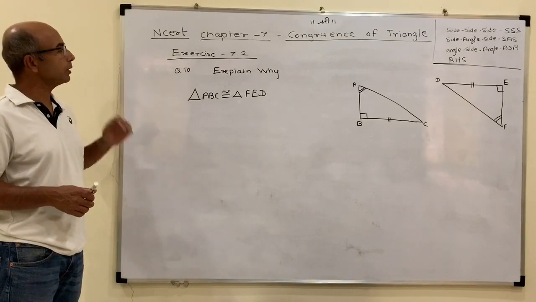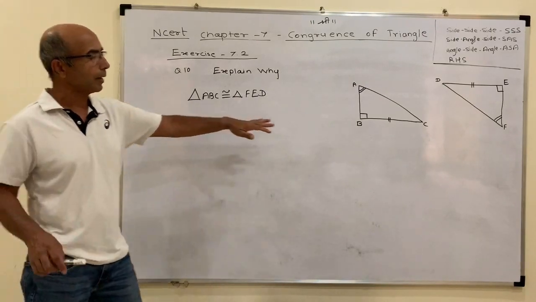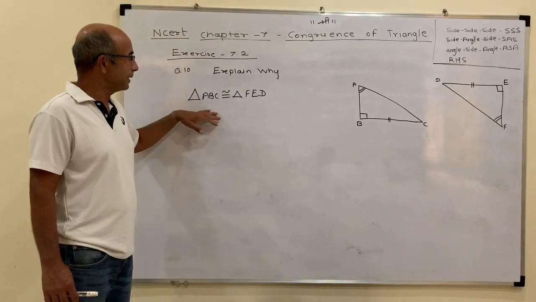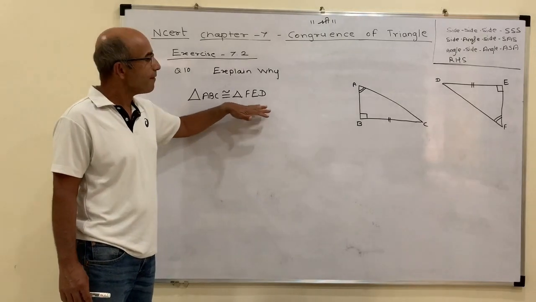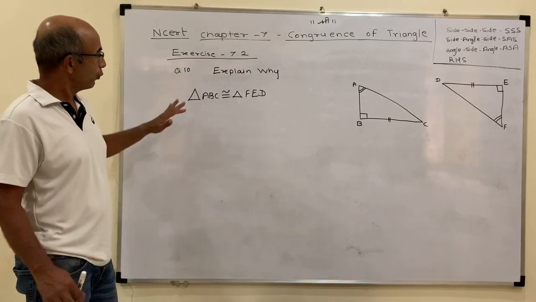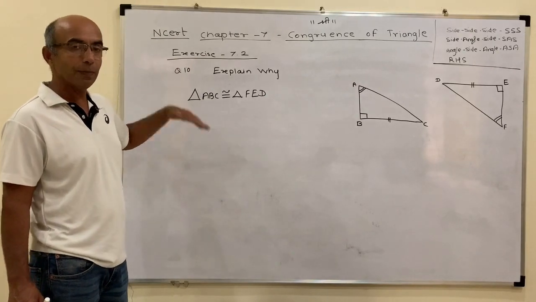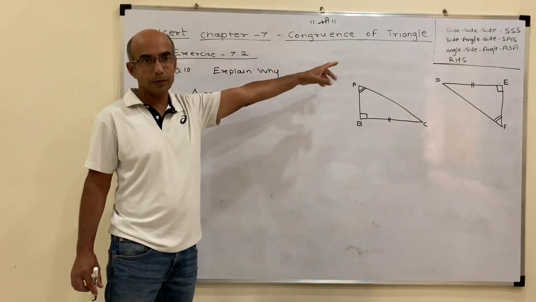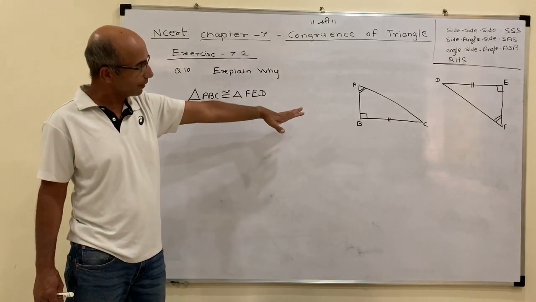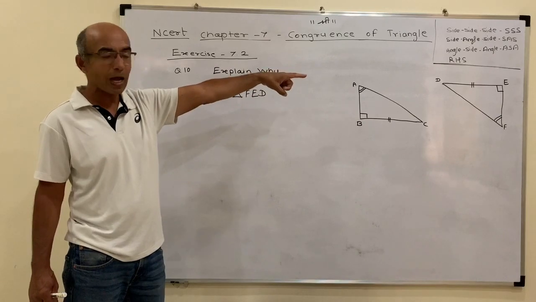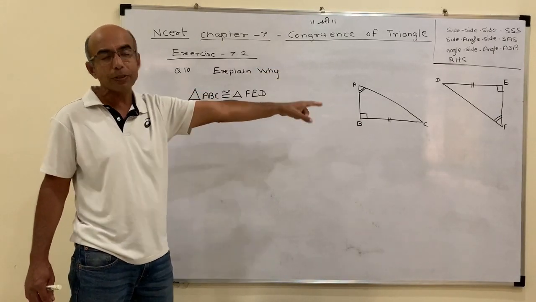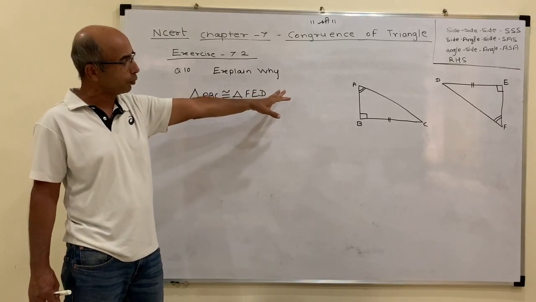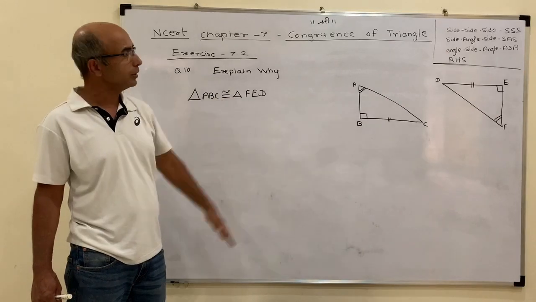Now question number 10. Explain why. This is the diagram given. Those two triangles are part of this question. Triangle ABC is congruent to triangle FED. So we need to explain why. In other words, we need to prove it using one of those rules. Now they are right angle triangles. Can we use RHS? We can't use RHS because the hypotenuse is not given to us. One side is given to us, 90 degrees confirmed in both triangles, but the hypotenuse is not given.